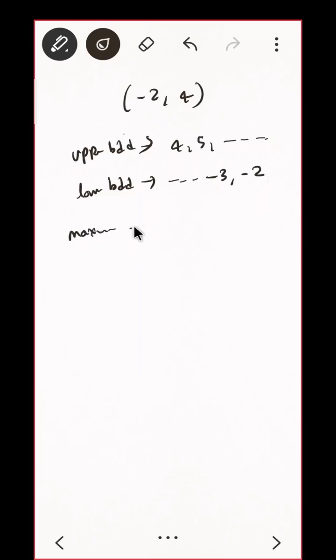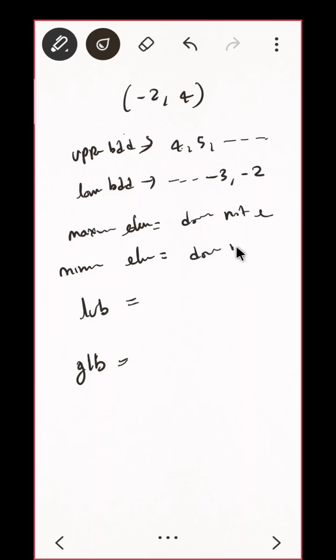Maximal element, minimal element. Do you agree, everyone? LUB, GLB. What is maximal element? It means the maximum of the set of all upper bounds. Is there any such element which is in the set? So there is none. 4 is there but 4 is an open interval, so it will not come, so it does not exist. And here also it does not exist. Correct? But LUB, least upper bound is 4, and greatest lower bound.